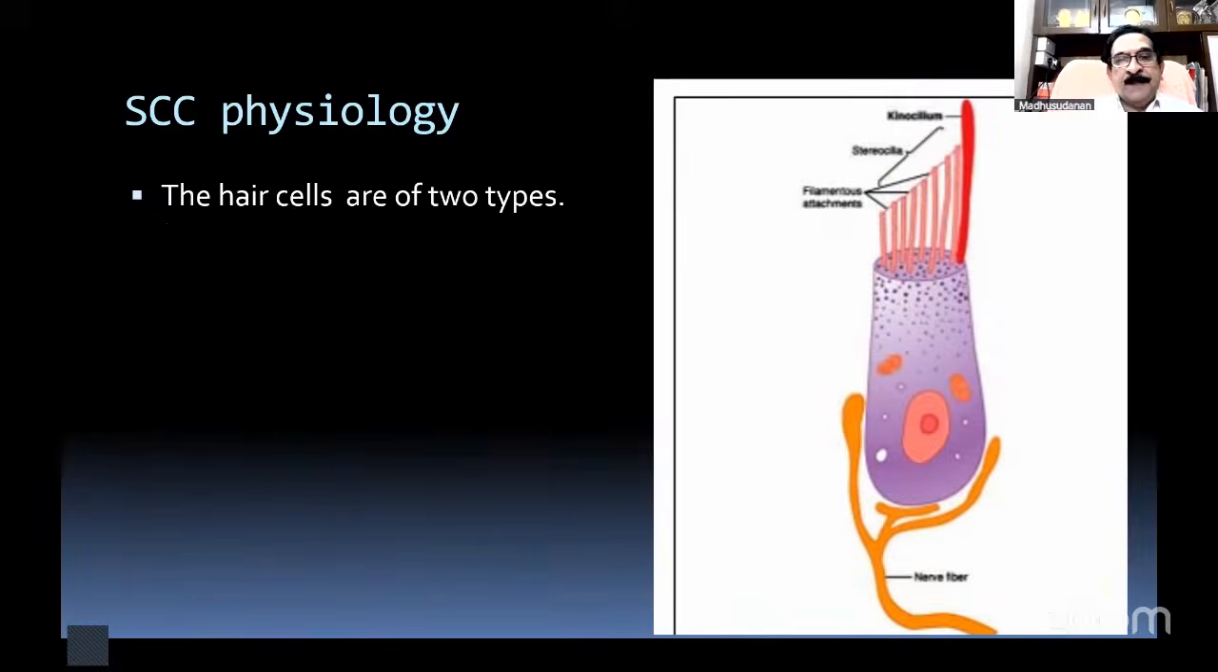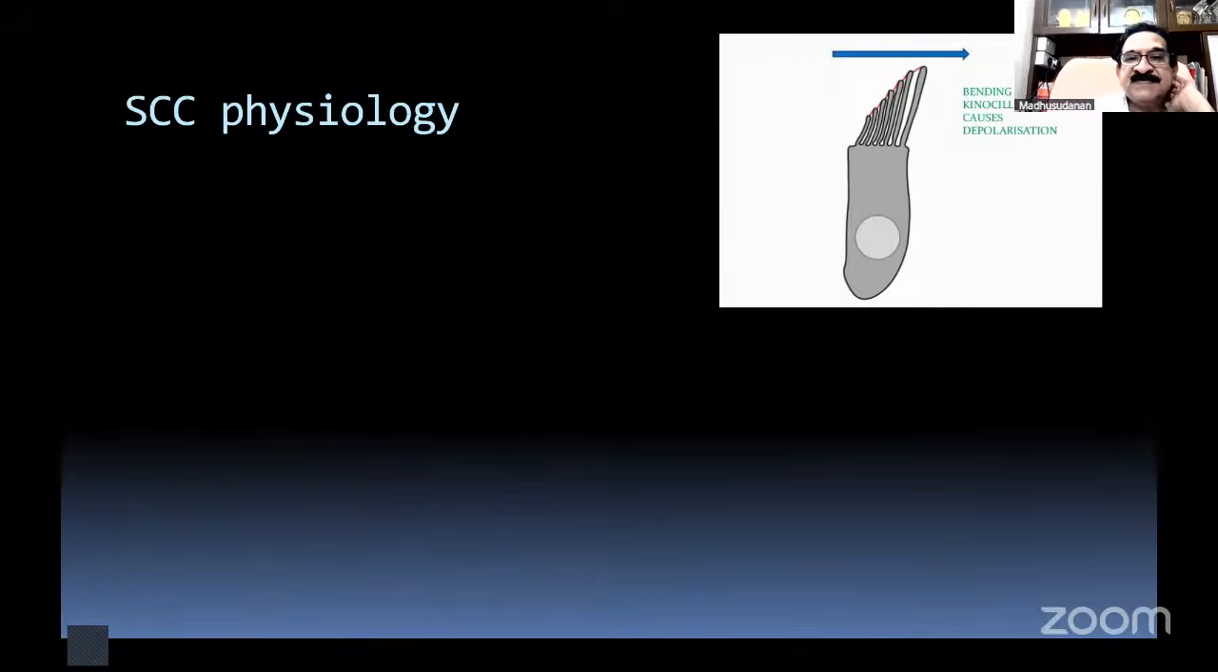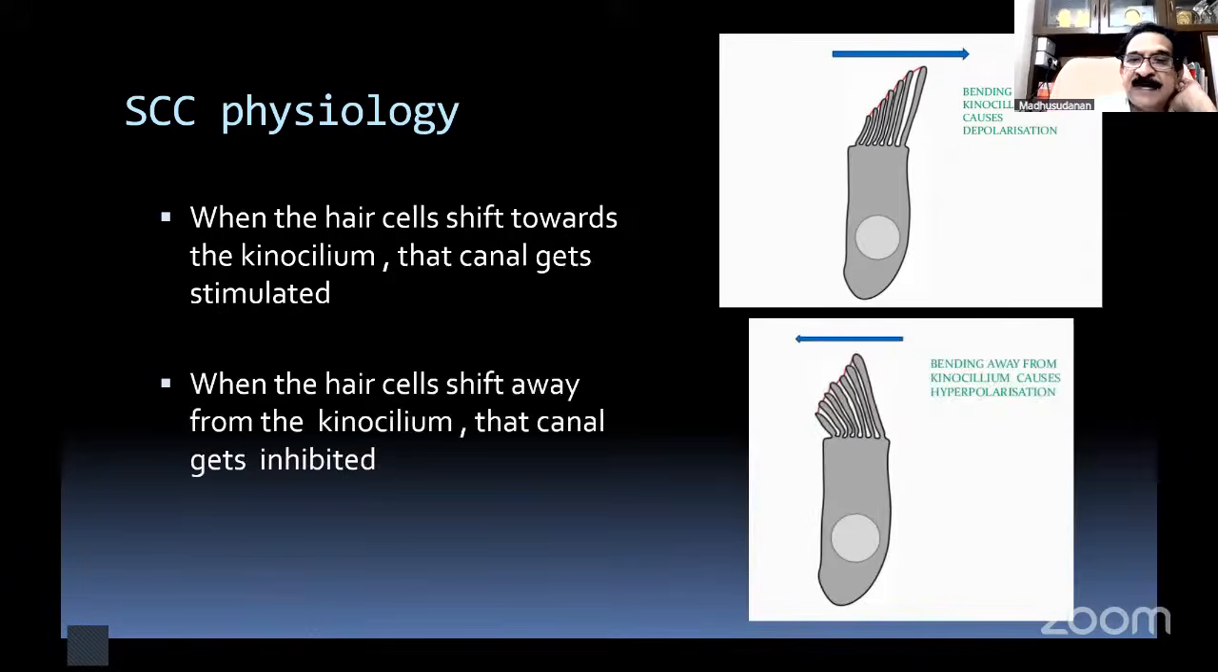The hair cells are of two types, kinocilium and stereocilium, that you need not bother much about, because it only tells you that when the hair cells move towards the kinocilium, that receptor is stimulated. That is, when the hair cells shift towards the kinocilium, the largest, longest, tallest one, that canal gets stimulated. When the hair cells shift away from the kinocilium, that canal gets inhibited. That's the basic principle.